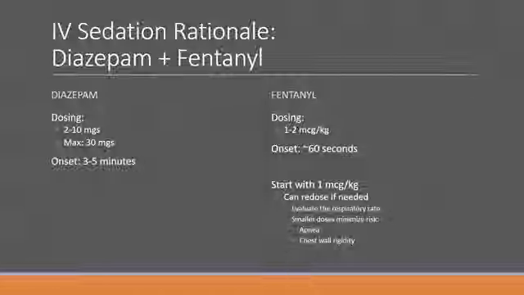and in that case I would just round down to 100 mics. I may give half that dose first. I'll give 50 mics of fentanyl, wait a few minutes, see how the patient's breathing. If they're breathing normally, then I've got another 50 mics that I could administer.